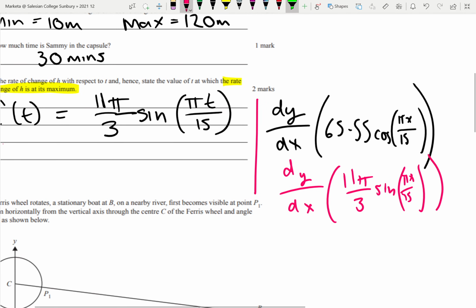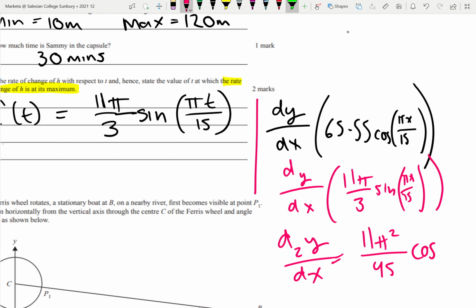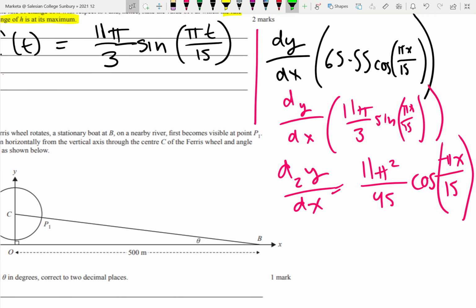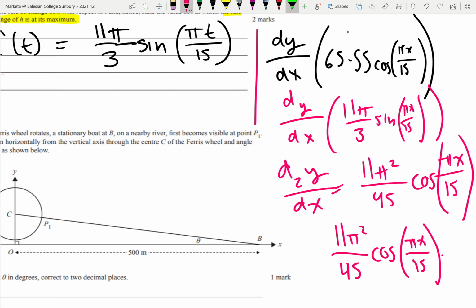So I'm going to get d2y on dx equals 11 pi squared on 45 cos pi x on 15. Whoops. So I'm finding the maximum of the derivative function. So I need to derive the derivative function and then I will equate that to 0. So it's my double derivative, and now I can equate that to 0 for a maximum. And I am going to say, so 11 pi squared on 45 cos pi x on 15 equals 0.